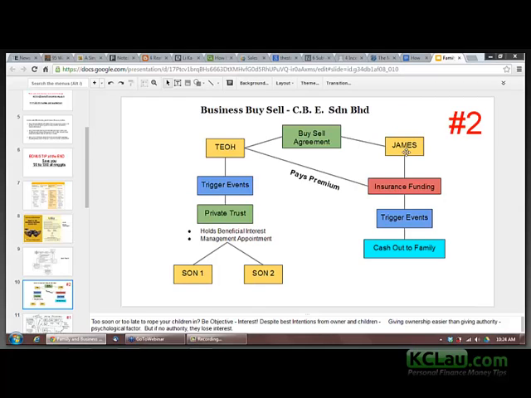The solution to this is what we call a private trust, because in that sense, the beneficial interest and the management appointment and decision making can be separated. The shareholding is okay, because a lot of business owners I talk to have no problem saying that my 60% stake, my children will enjoy it. But giving them the decision-making power is the harder thing to do. So we need to separate that out.